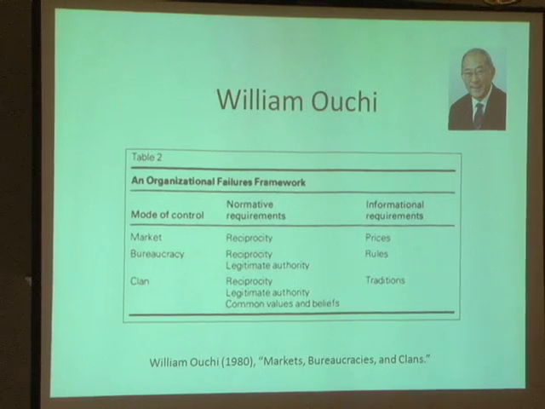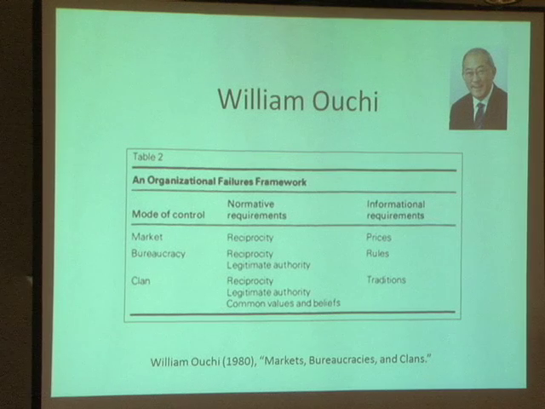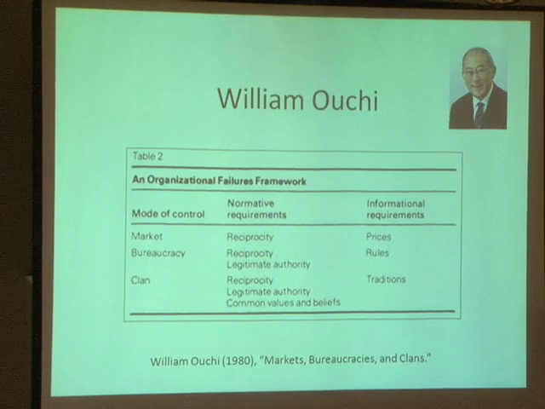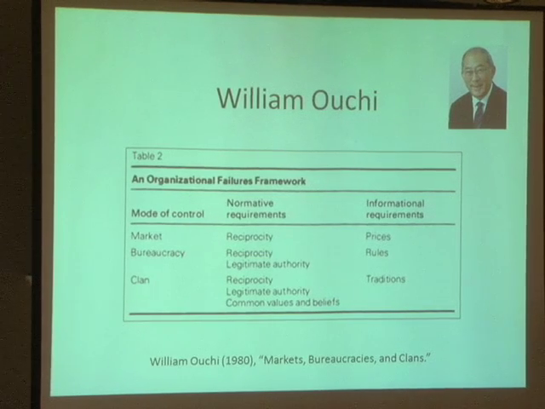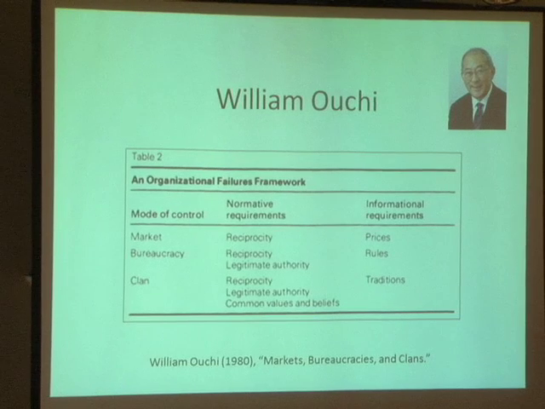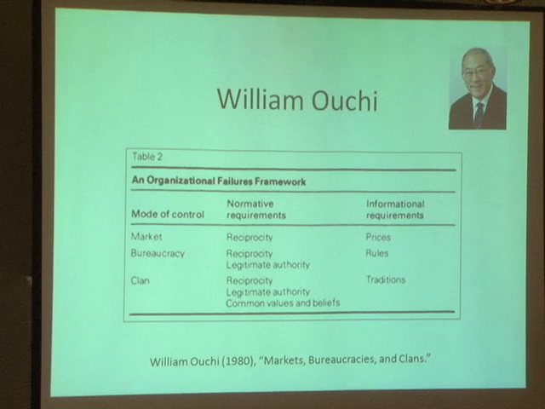So one way of getting at this, now again, I'm looking here at the different kinds of structures that people have supposed are at play in different comparative analyses. He has an argument about markets, bureaucracy, and clans. They have normative requirements of reciprocity in them, but along different informational requirements. This is probably pretty familiar to people, how he lays it out. It's developing the transaction cost analysis of Williamson and ultimately back to Coase. I'll move forward on that one.